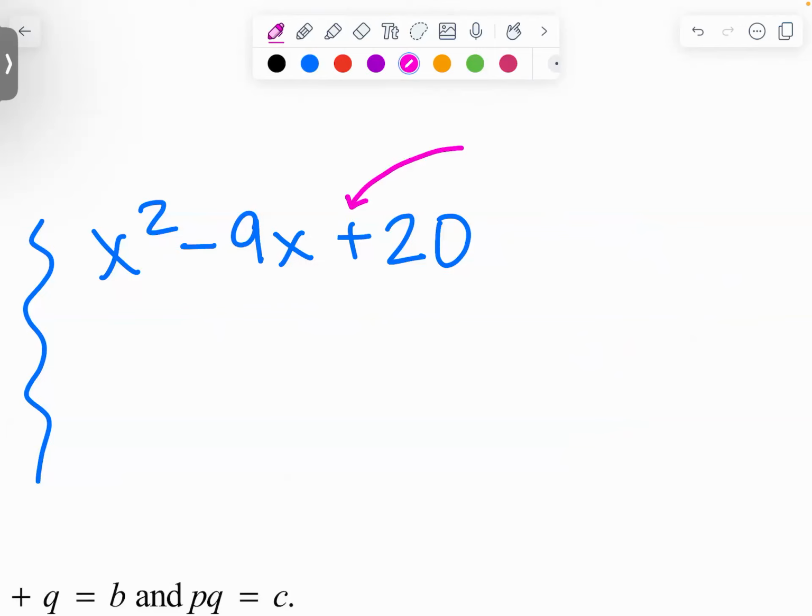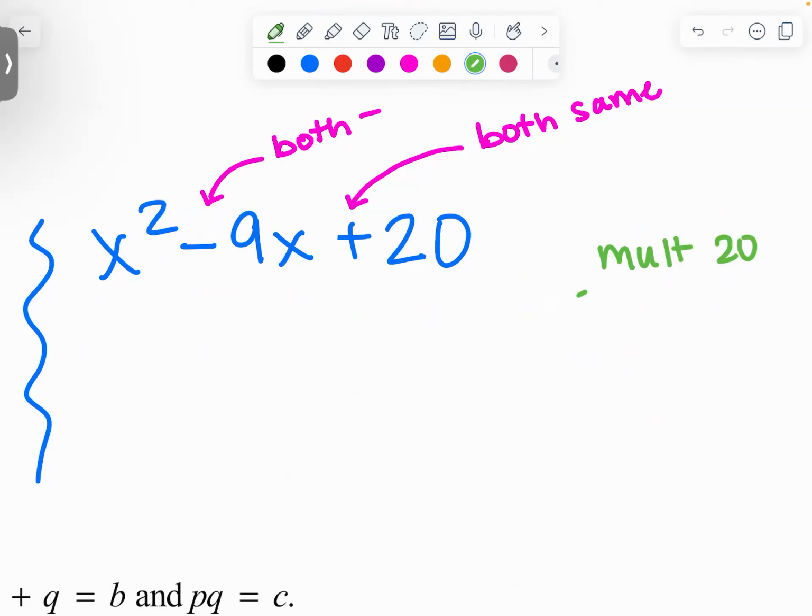Okay, so if this is a positive number, what does it tell us? Both of our numbers inside of our factors are going to be the same. Since this is a negative, we know that they're both going to be negative. So we need to ask ourselves what multiplies to 20 and adds to negative 9. We need two numbers that multiply to 20 and add to negative 9.